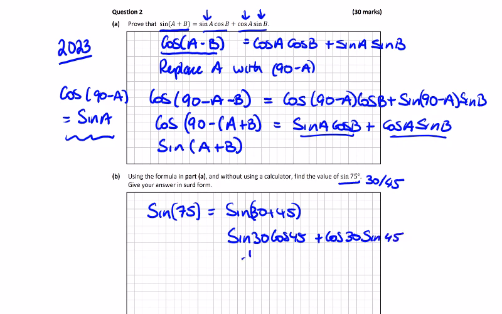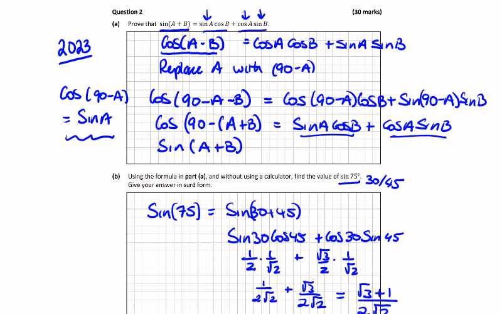Sine of 30 is a half, so we get 1 over 2. Cos of 45 is 1 over root 2. And then the cos of 30 is root 3 over 2. And the sine of 45 is 1 over root 2. So we're going to get 1 over 2 root 2 plus root 3 over 2 root 2. So we have the same denominator. So this is the numerators added. So that becomes 1 plus root 3, or root 3 plus 1, over 2 root 2 for part B.